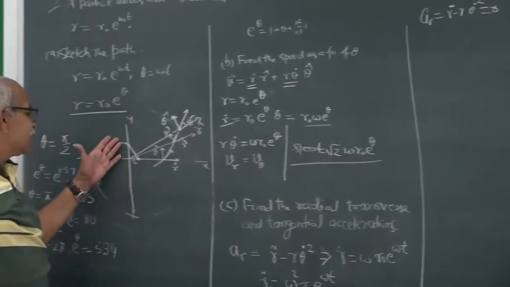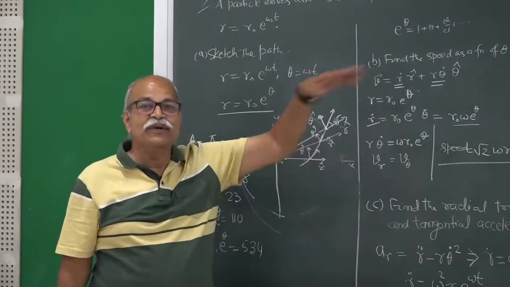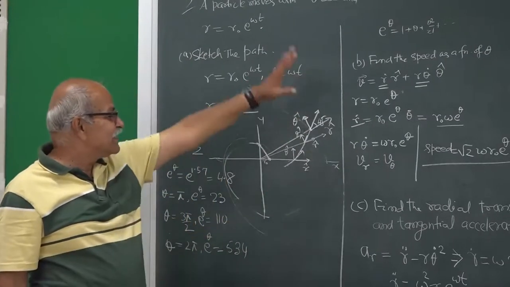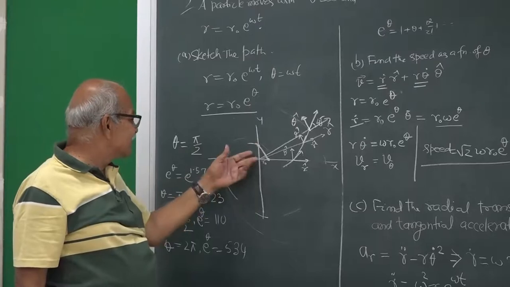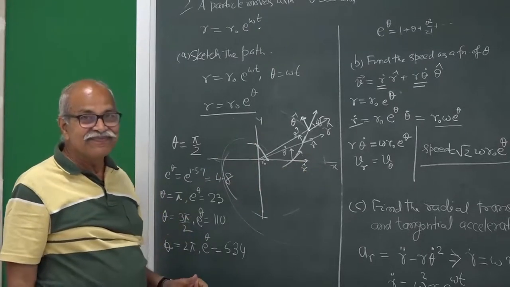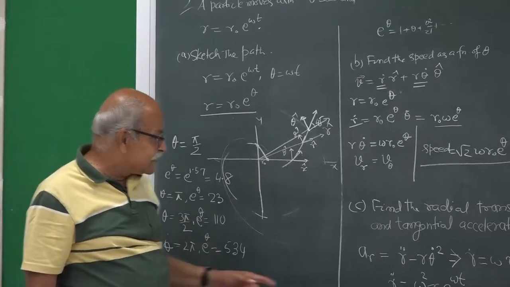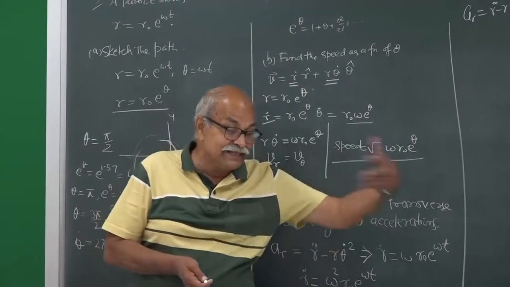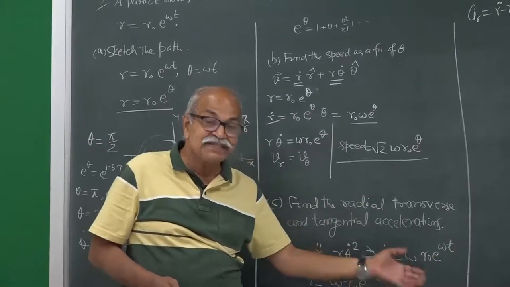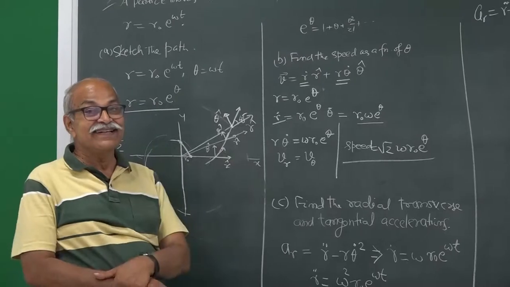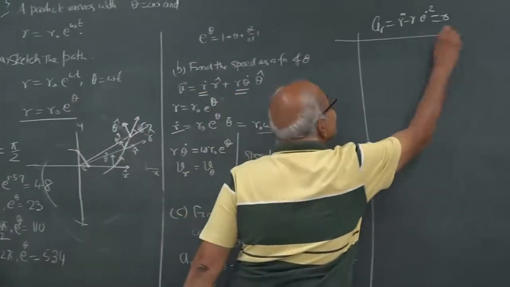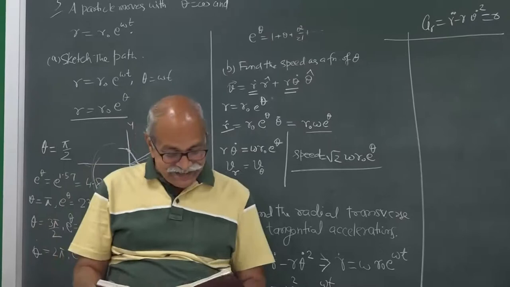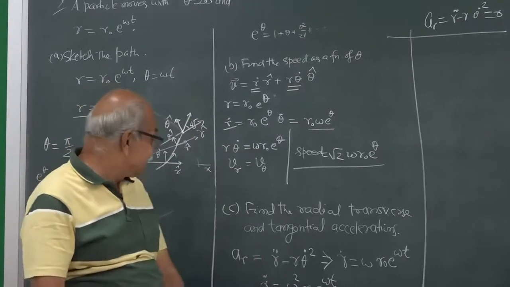r is increasing in a great fashion. r is going away from the origin, and it is going away exponentially. You can see this is 4.8, this is 23 and so on, this is 500. r dot is also increasing. So the rate at which this distance is increasing is also increasing, but still the acceleration in the radial direction is zero. So you can have motion in which r increases, r dot also increases, but the radial acceleration is zero.